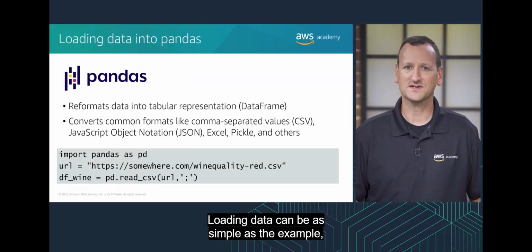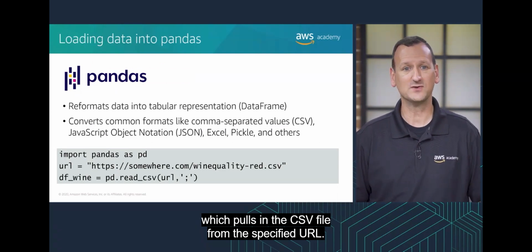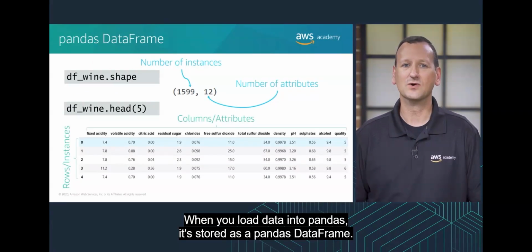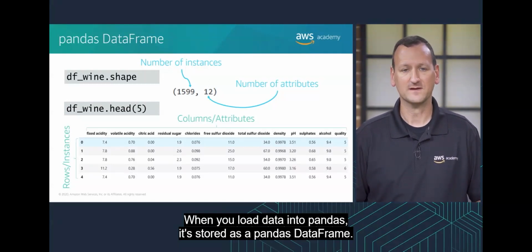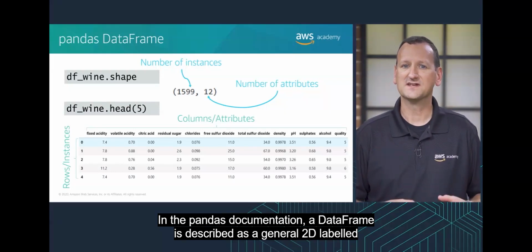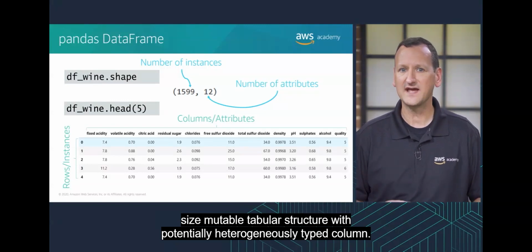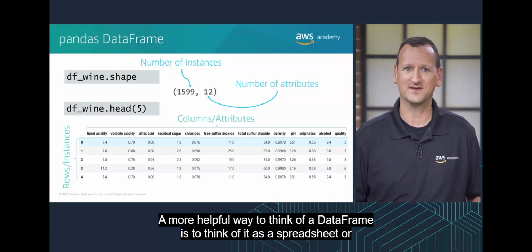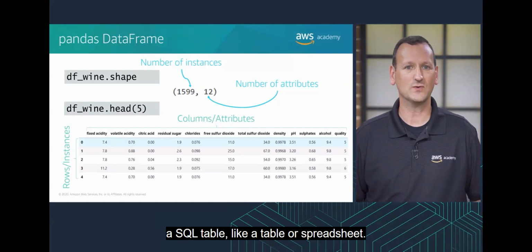Loading data can be as simple as the example, which pulls in the CSV file from the specified URL. When you load data into Pandas, it's stored as a Pandas data frame. In the Pandas documentation, a data frame is described as a general 2D labeled, size mutable tabular structure with potentially heterogeneously typed columns. A more helpful way to think of a data frame is to think of it as a spreadsheet or a SQL table.